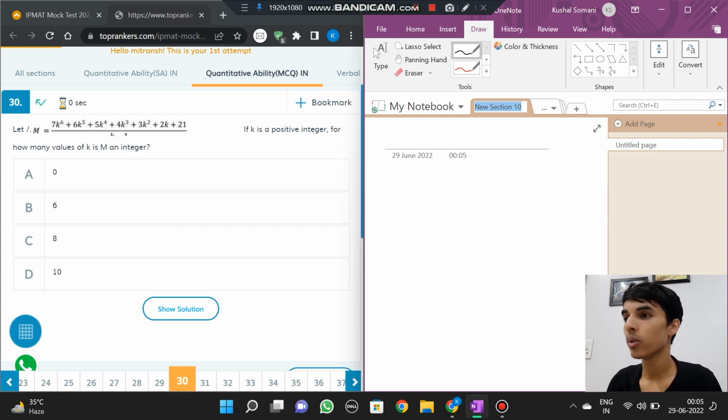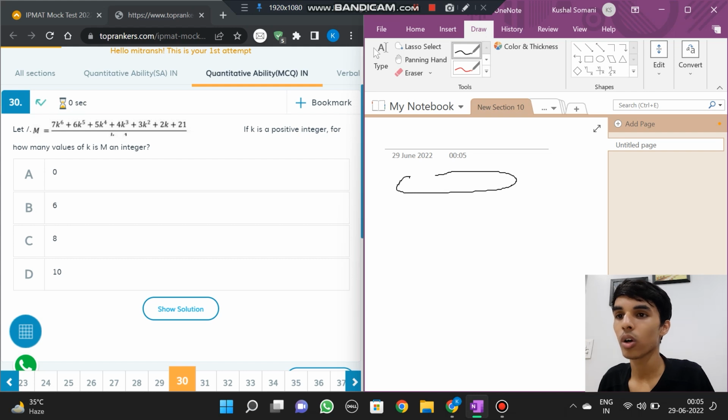M is equal to (7k^6 + ... + 21) divided by k minus 1. There's some error printing in the question. And if k is a positive integer, for how many values of k is m an integer? Okay, so m will be an integer when the numerator, the whole expression, is divisible by k minus 1.